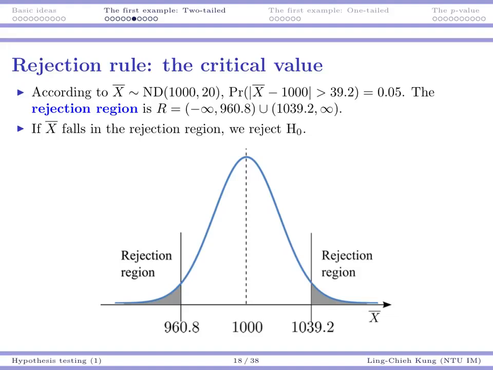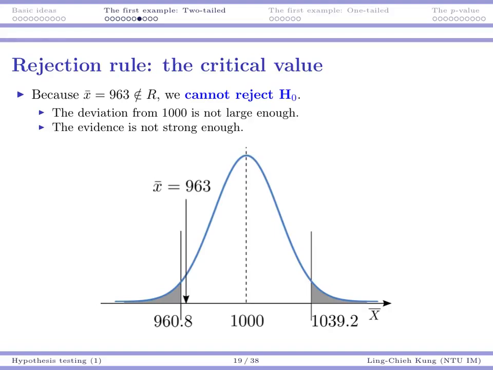Then we can construct something called the rejection region, which is the union of two intervals. Either x bar is less than or equal to 960.8, or x bar is greater than 1039.2. If x bar falls in either here or here, we say we reject H0. We reject H0 only when x bar is so small or so large. If mu is 1000, it's so unlikely to see x bar here or here, right? So we are so conservative so that we can control the error probability.